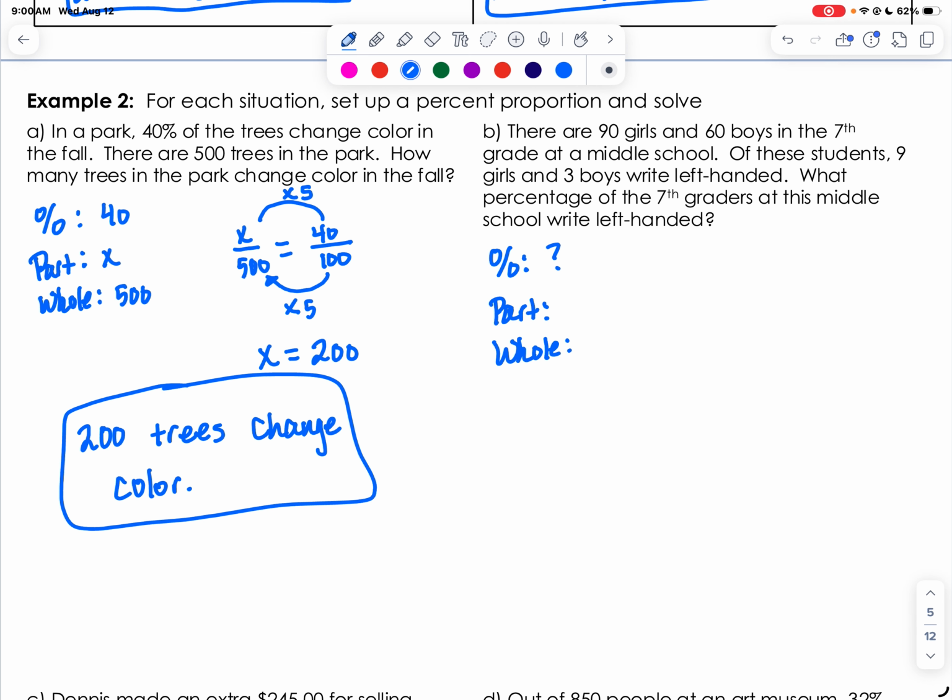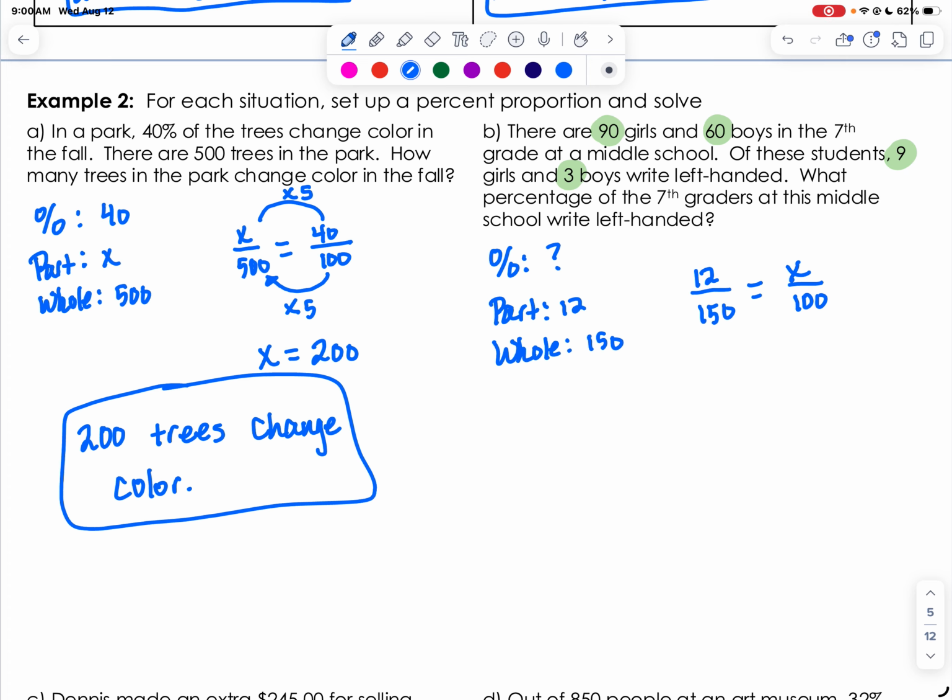The only thing is you're going to have to do a little bit of work to find the part and the whole here. The whole represents the total. So there were 90 girls and 60 boys. So you'll have to add that up to get your total. So 90 plus 60 is 150. Now the part would be the 9 girls and 3 boys. So 9 plus 3 is 12. So our percent proportion would be 12 out of 150 is equal to X out of 100.